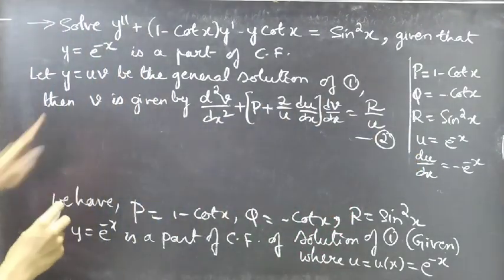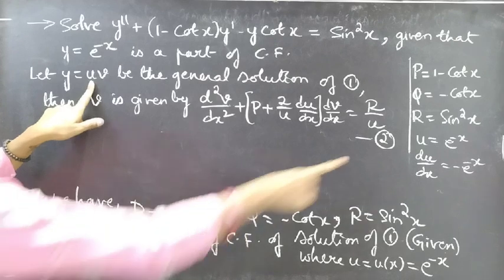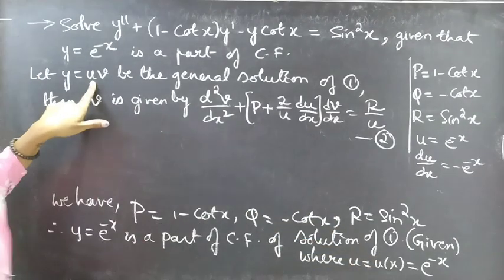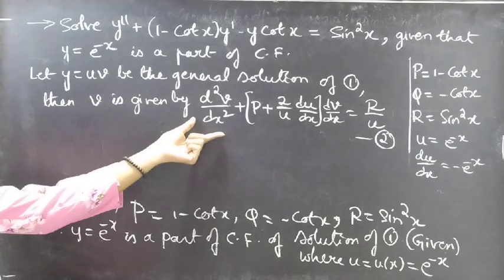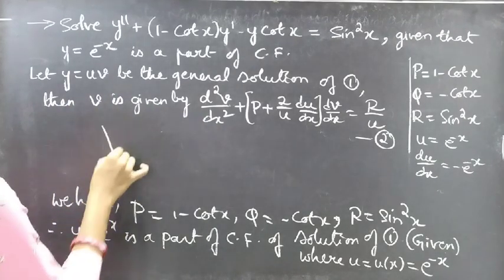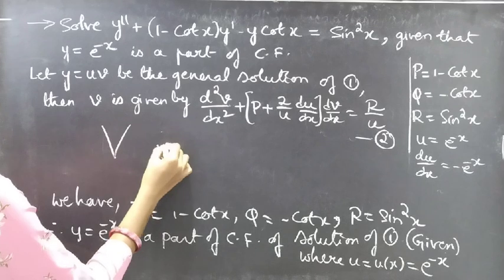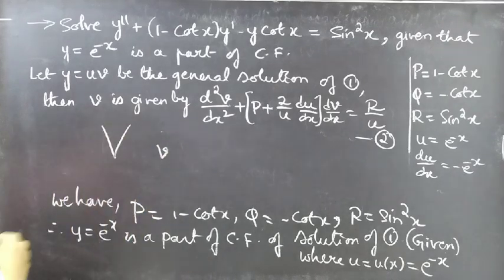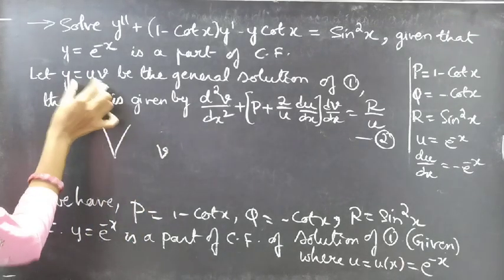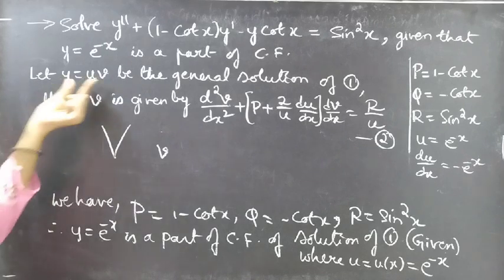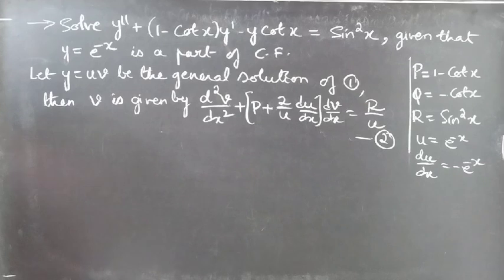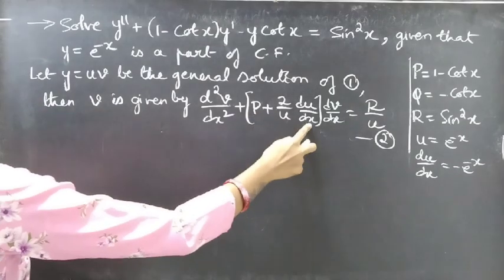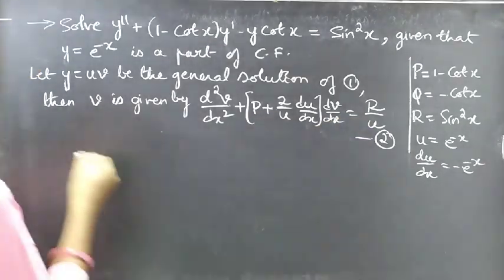Now, see, we are having u, right, which is e power minus x. So we'll find v now using this equation. Okay, first we will get capital V, and from this capital V we'll find small v, and later we'll substitute in the general solution formula y equal to uv. Now substitute p, u, du by dx, r and u in equation 2.